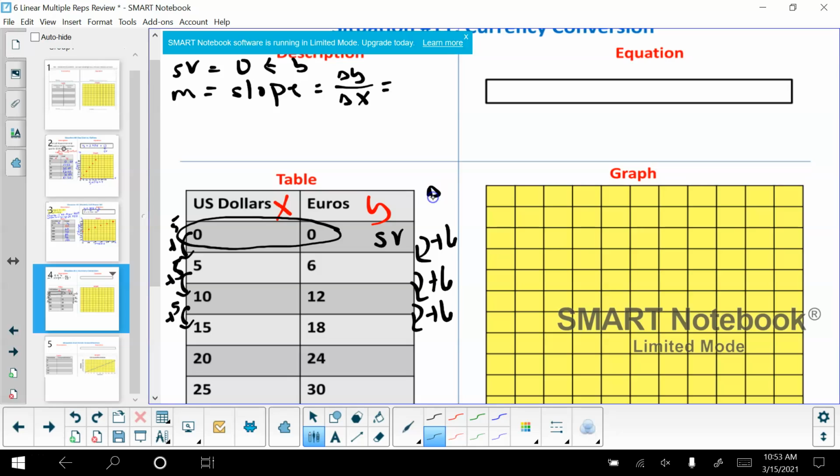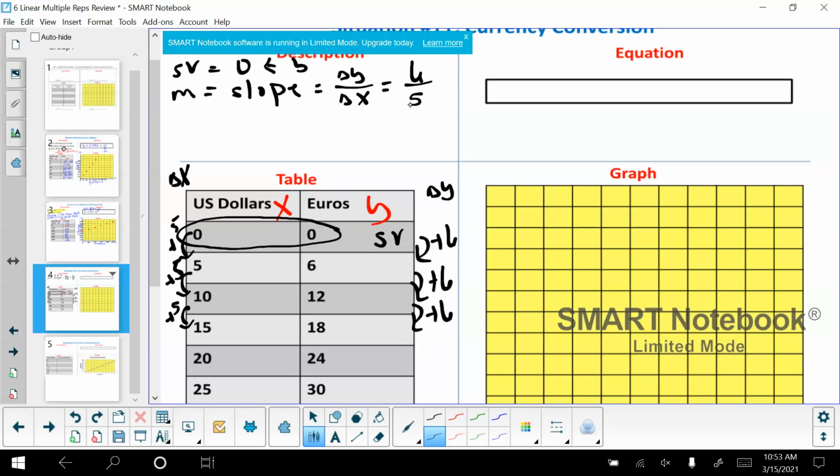So here's my change of the y side. My y is changed by a positive 6, so I'm going to put a 6. And then I look at my x side. The change of the x, it went up by 5, so I'm going to put that number on the bottom. So my slope, or my rate, is 6 over 5.